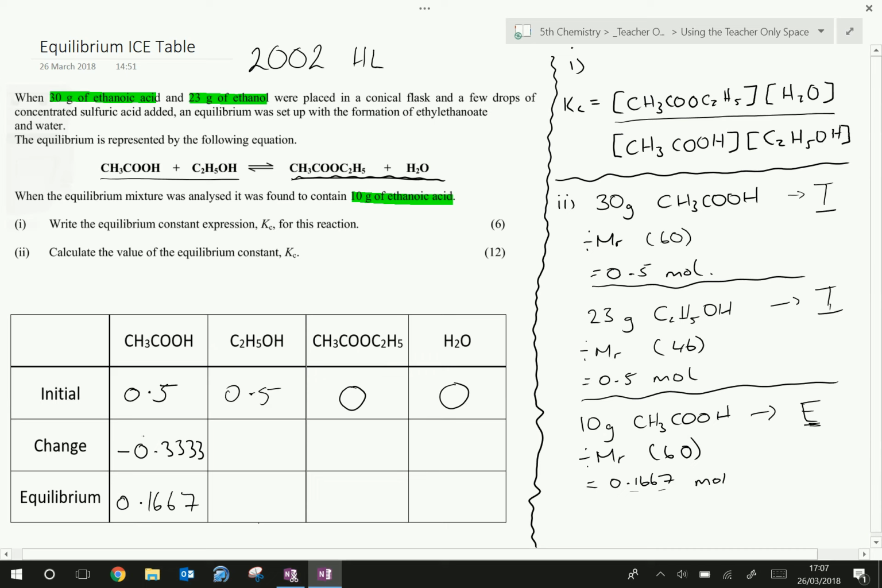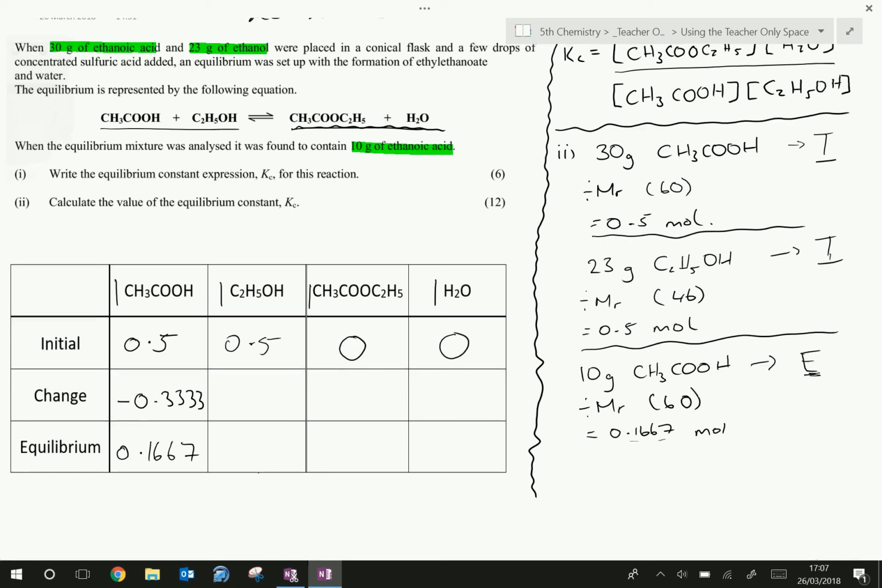Now once we have a change value in there, I can fill in the change values for every other chemical because we know the ratio between each chemical. So in the chemical equation we know that we have 1 is to 1 is to 1 is to 1. Everything has a 1 in front of it. There are no other coefficients up there. So if I used 0.3333 moles of ethanoic acid, I must have used an equal number of moles of ethanol. So that's what got used up from the reactants.